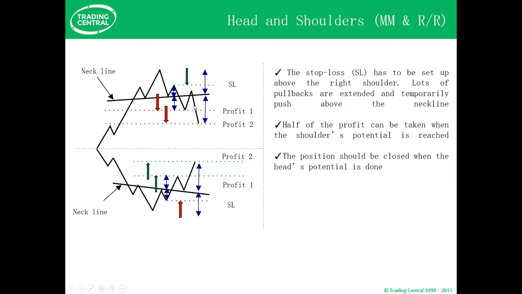Normally we will take half of the profit when the first target is reached, and close the whole position when the second target is done. It is the same for the head and shoulders bottom: you can set the stop loss at the right shoulder, then the first target by measuring the right shoulder's width and height, and the second target by measuring the head's height too.